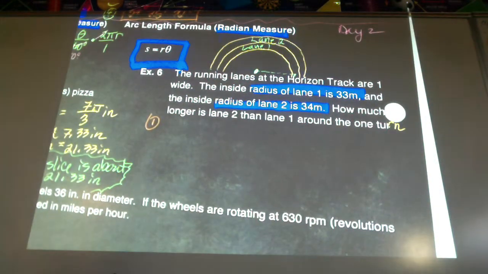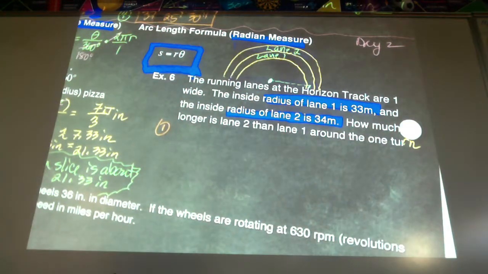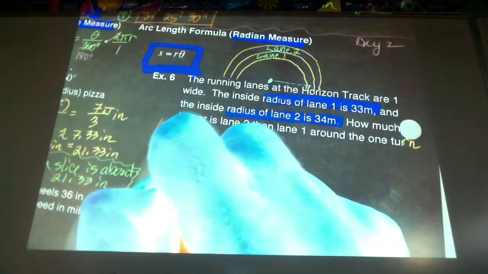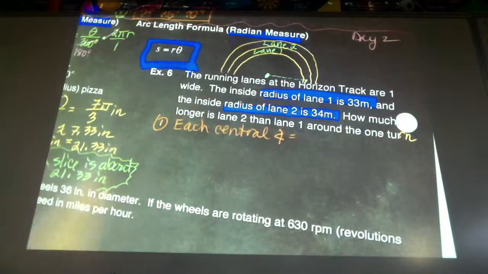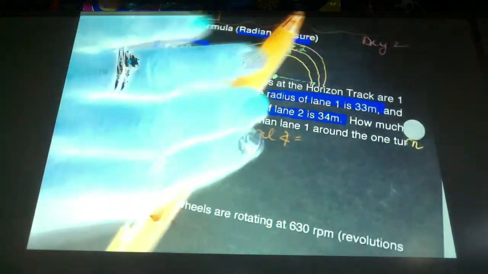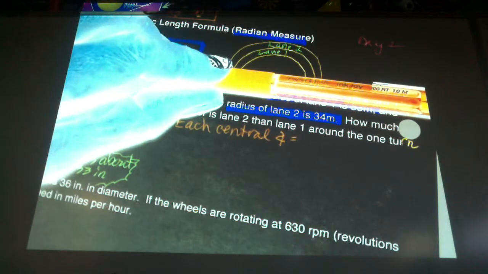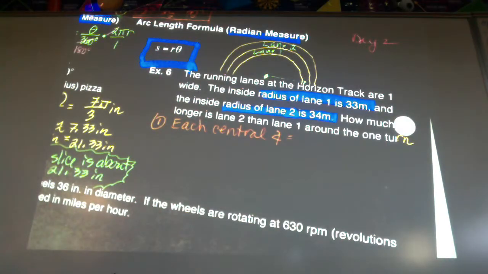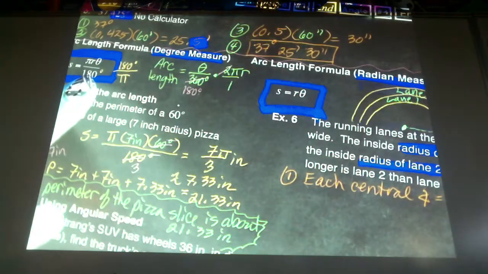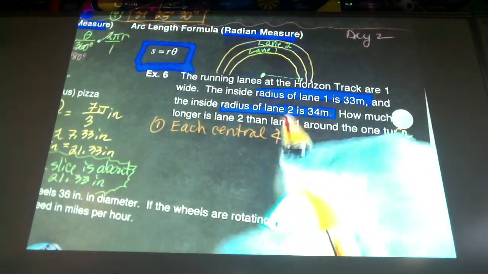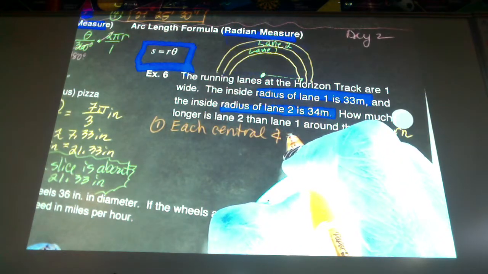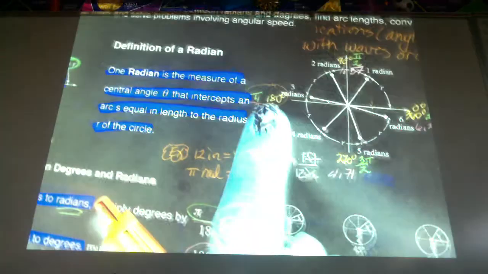So step 1, each central angle is what? What do you think the central angle is? I'm going from here all the way to here. 180 degrees. So I could use 180 degrees, but that would force me to use this formula over here for arc length, right? I'd rather use the radian measure because the formula is easier. So what's the same as 180 degrees in radians? Pi, right? So here's 180 degrees, isn't it equal to pi? So we're going to use pi.